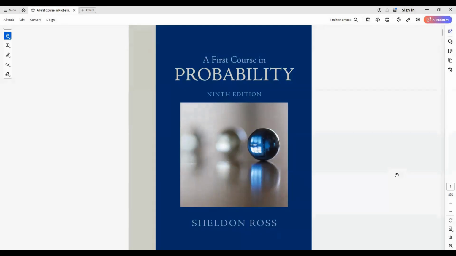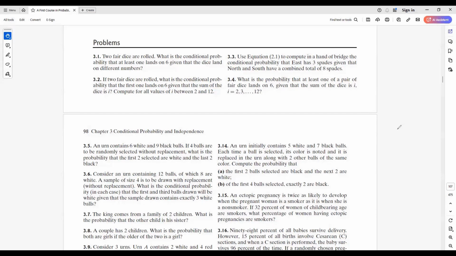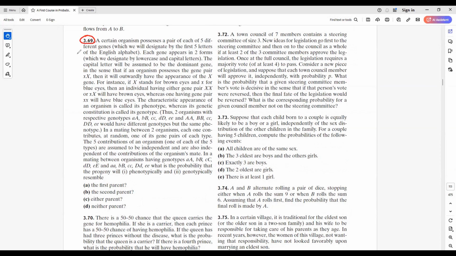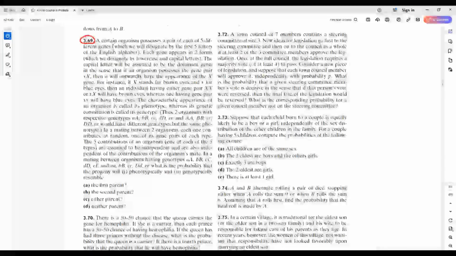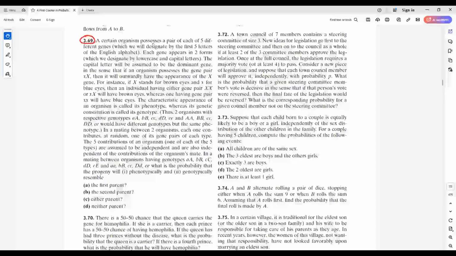Hi, questions in probability in this textbook. Problems in chapter 3. Problem 3.69. A certain organism possesses a pair of each of 5 different genes, A, B, C, D, E.